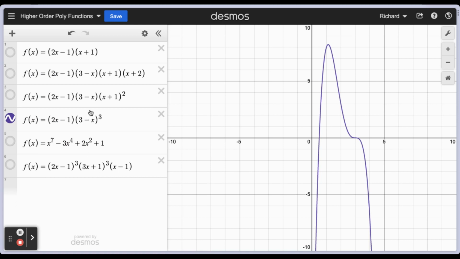I had a linear factor, so it's going to cut through at x equals a half. And I have a 3 minus x all cubed, which means it's going to inflect at x equals 3. So it goes down, hits it, and keeps on going down. In terms of the gradient, the gradient is slowing down and stops, and then the gradient is speeding up again afterwards. So it looks a little bit like a slippery dip, doesn't it?